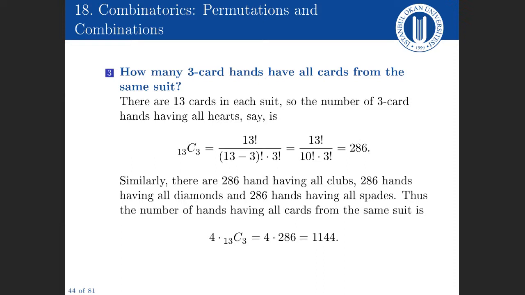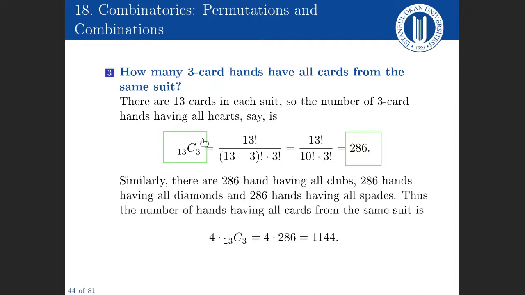How many 3-card hands have all cards from the same suit? There's 4 suits in a deck of cards: hearts, clubs, diamonds, and spades. And each one of these suits has 13 cards. Let's suppose we just think about hearts. How many 3-card hands have all hearts? There are 13 hearts, and we want to choose 3 of them. 13 choose 3, or 286.